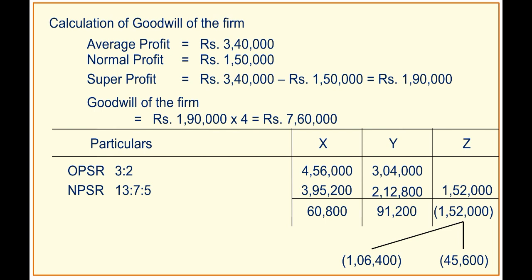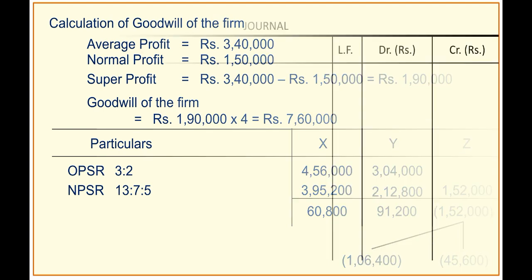Second thing is, you see these differences. X's balance is positive, so we will credit this. Y's balance is positive, so we will credit this. Z's balance is minus, negative, so we will debit this. So these two things you just need to remember. First, find out goodwill of the firm. Second, we will reverse the things. For positive we will credit, and for negative we will debit. Let's see. While solving the question or while writing entries, you will understand more.